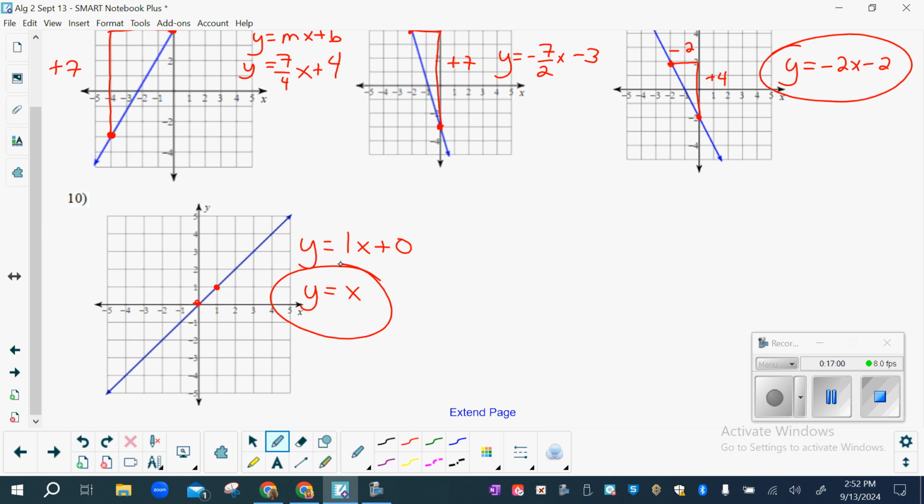Okay, so the fully simplified answer would be y equals x. Questions on that? Okay, so now we're going to graph the easier way.